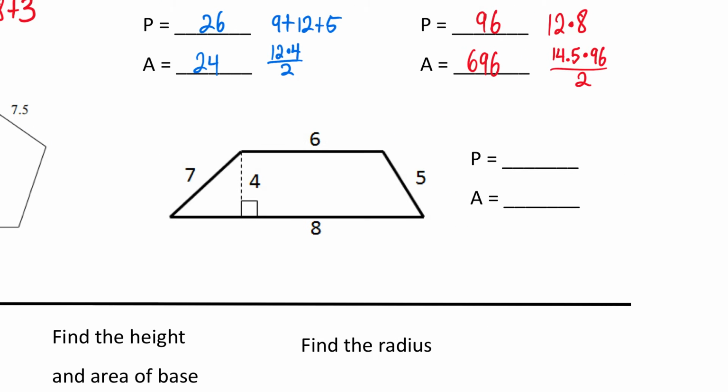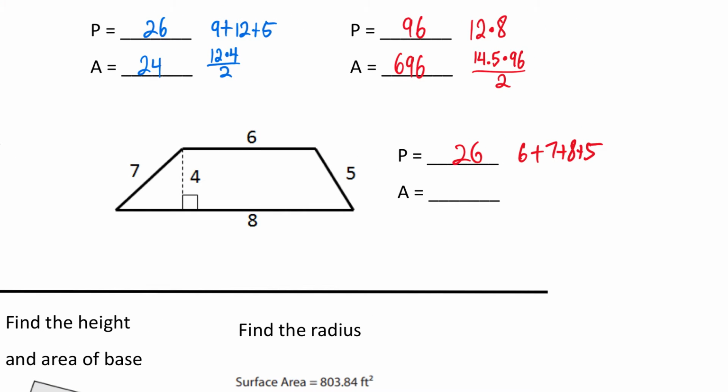And then on this trapezoid, perimeter is going to be 6 plus 7 plus 8 plus 5, which is 26. Now for the area of this trapezoid, how am I going to find it?